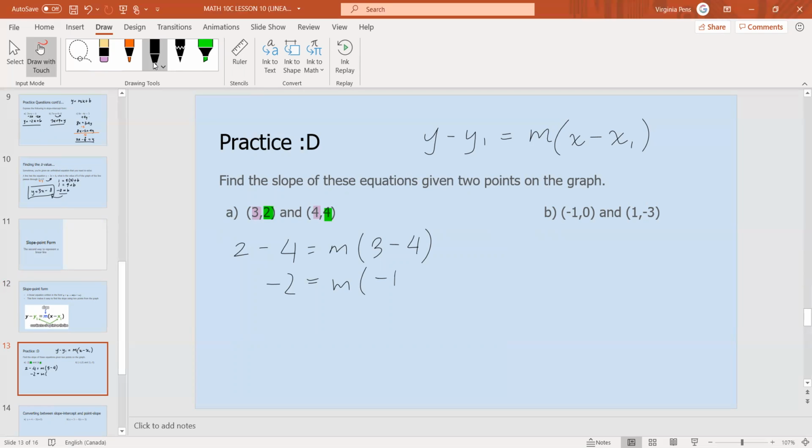3 minus 4 is -1. Okay, so now we have -2 is equal to m times -1. We still haven't isolated the m yet, so let's divide out the coefficient of m, which is -1. To divide it out, we divide the entire thing by -1. And when you have -2 divided by -1, it becomes +2. And that's our final answer. The slope of this equation is 2.